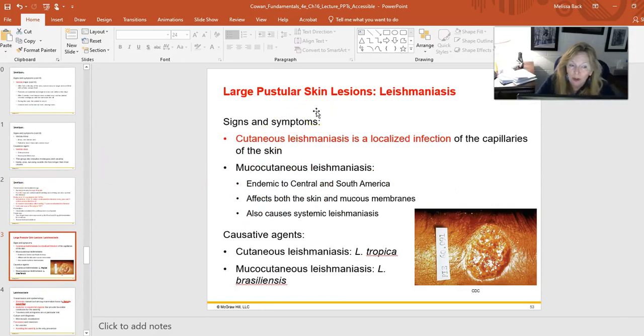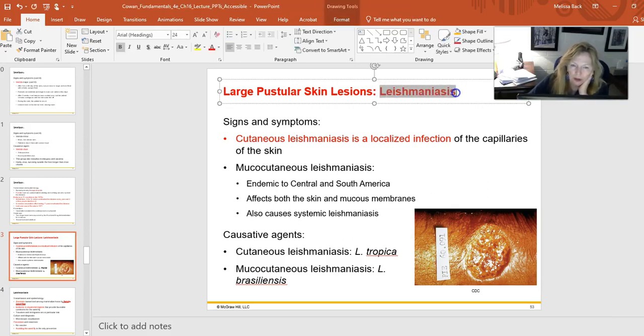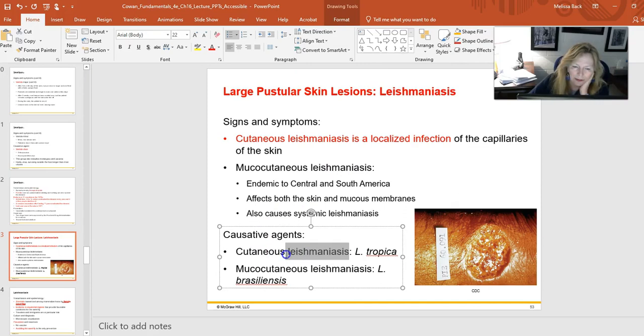Now I want to talk about large pustular rashes and lesions, and when I say large, they can have a huge margin. One you may never see, depending on where you practice or end up living, is from a protozoa known as Leishmania. Leishmaniasis is the disease. Leishmania tropica and brasiliensis are two of the species. This can become systemic, so it does have a mortality rate associated with it.